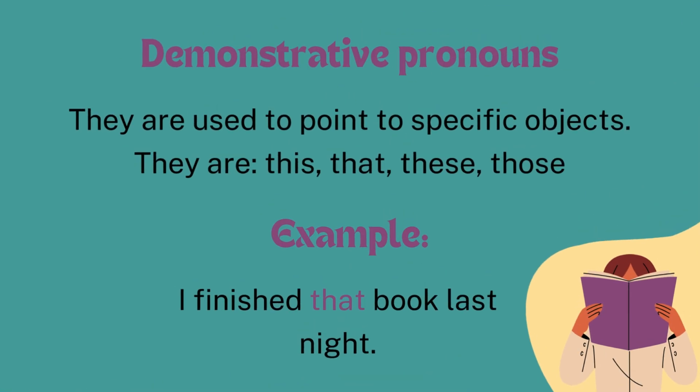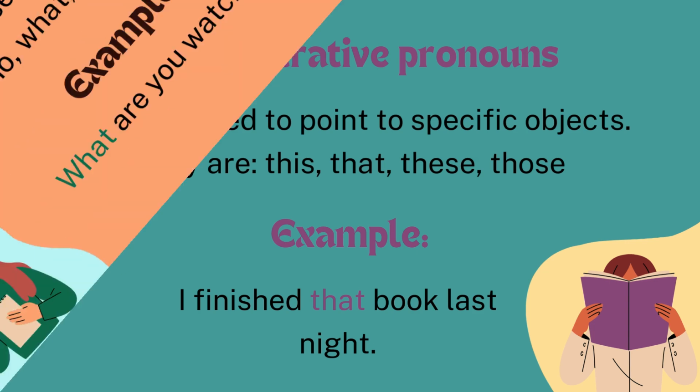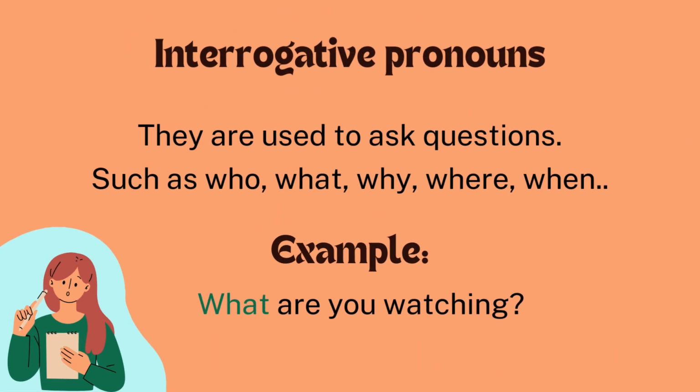Demonstrative pronouns. They are used to point to specific objects, and they are this, that, these, those. For example, I finished that book last night. Interrogative pronouns. They are used to ask questions, such as who, what, why, where, when. For example, what are you watching?